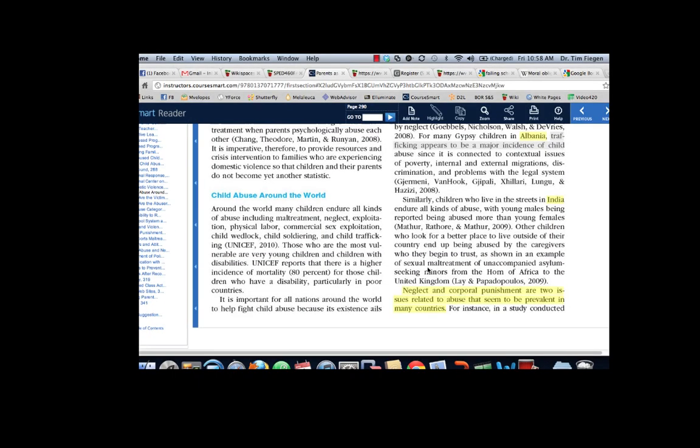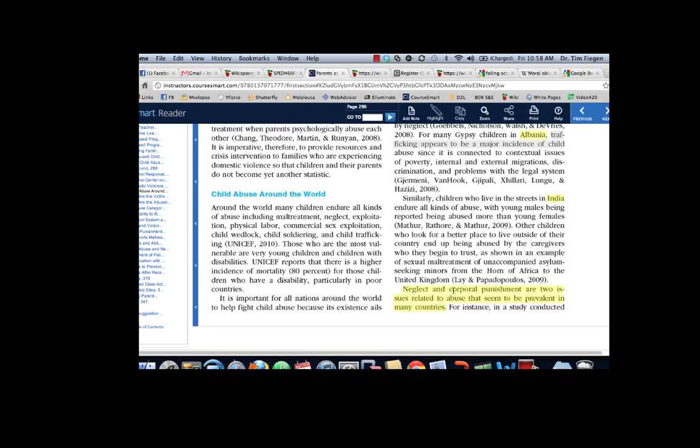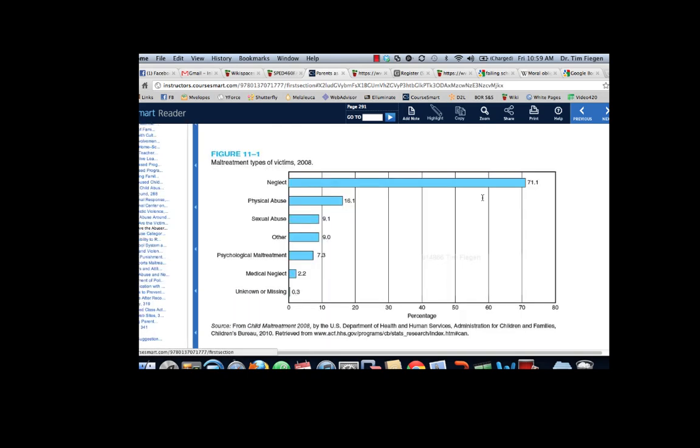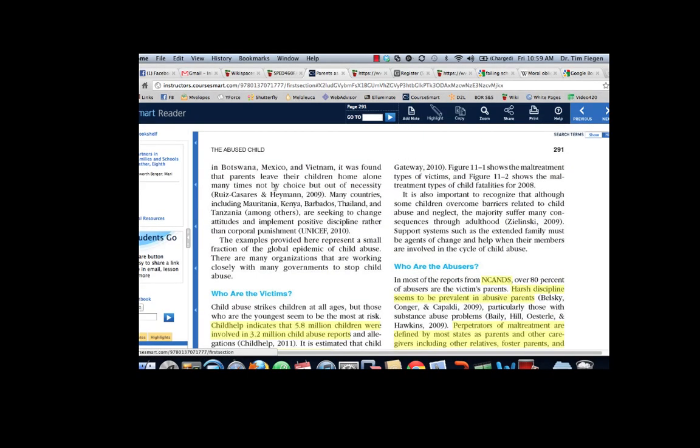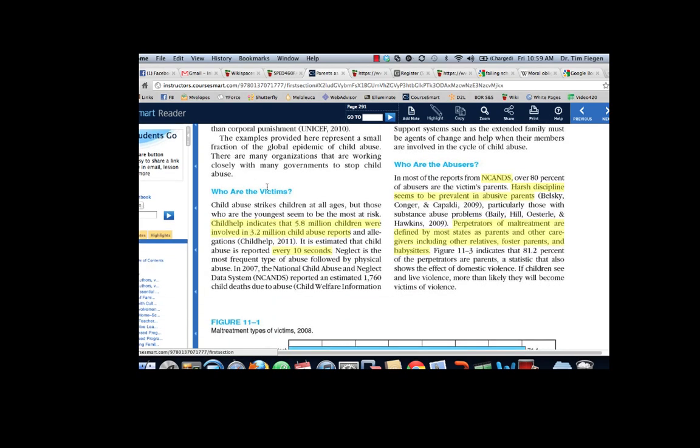All right. And this isn't in there, but streets in India have many kinds of abuse, with young males being reported being abused more than females. Children look for a better place to live outside the country, being abused by the caregivers. And down here, neglect and corporal punishment are 2 issues related to abuse that seem to be prevalent in many countries. Neglect, corporal punishment. Punishment meaning just that thing of abuse. Right? And it goes on to some of these other countries and what some of their issues are.